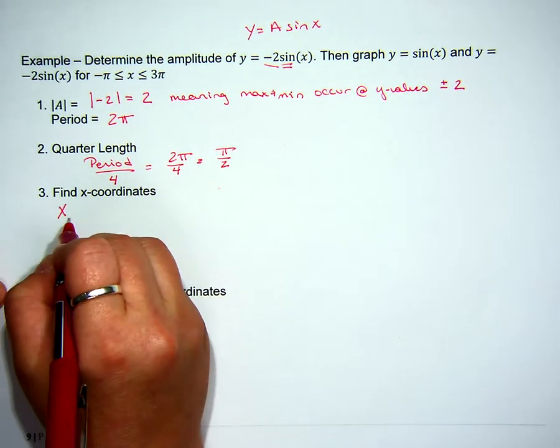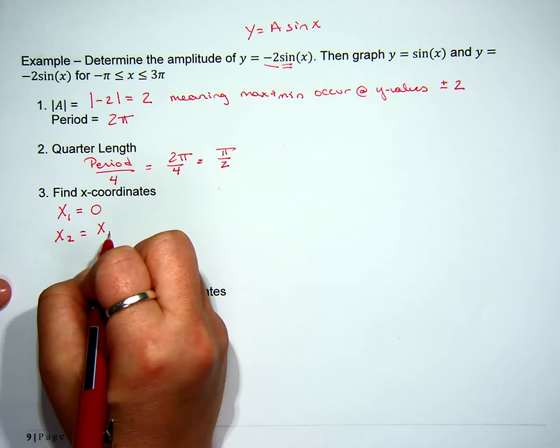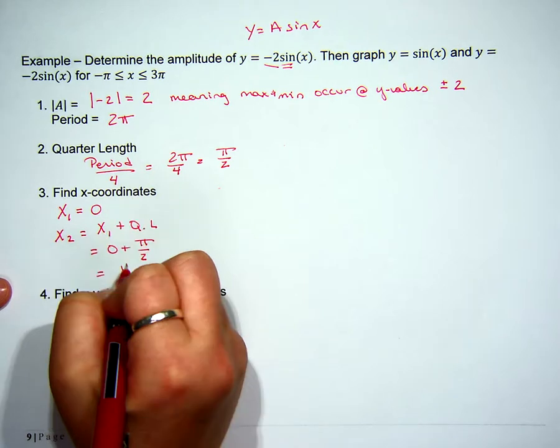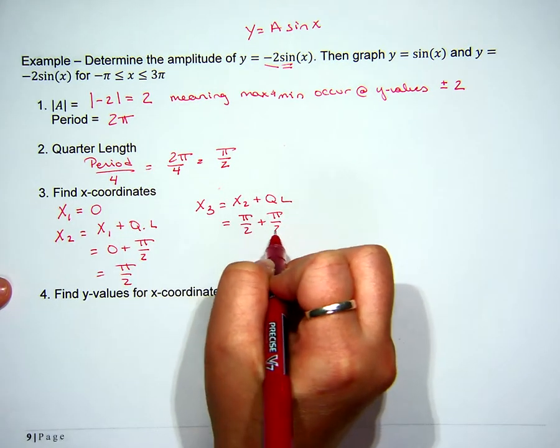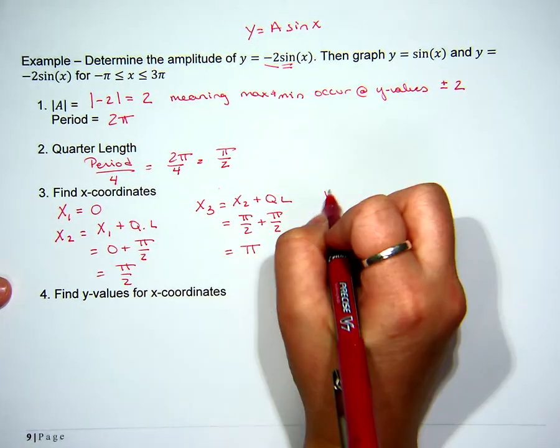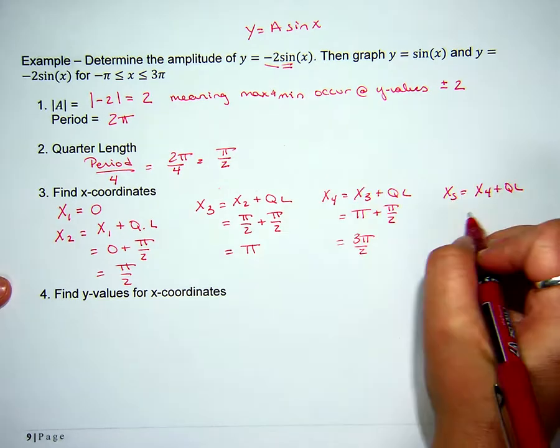The x coordinates, we're going to start with x1 being 0, x2 being the point before it plus your quarter length, x3 being the one before it plus your quarter length, x4 being the one before it plus your quarter length, x5 being the one before it plus your quarter length.